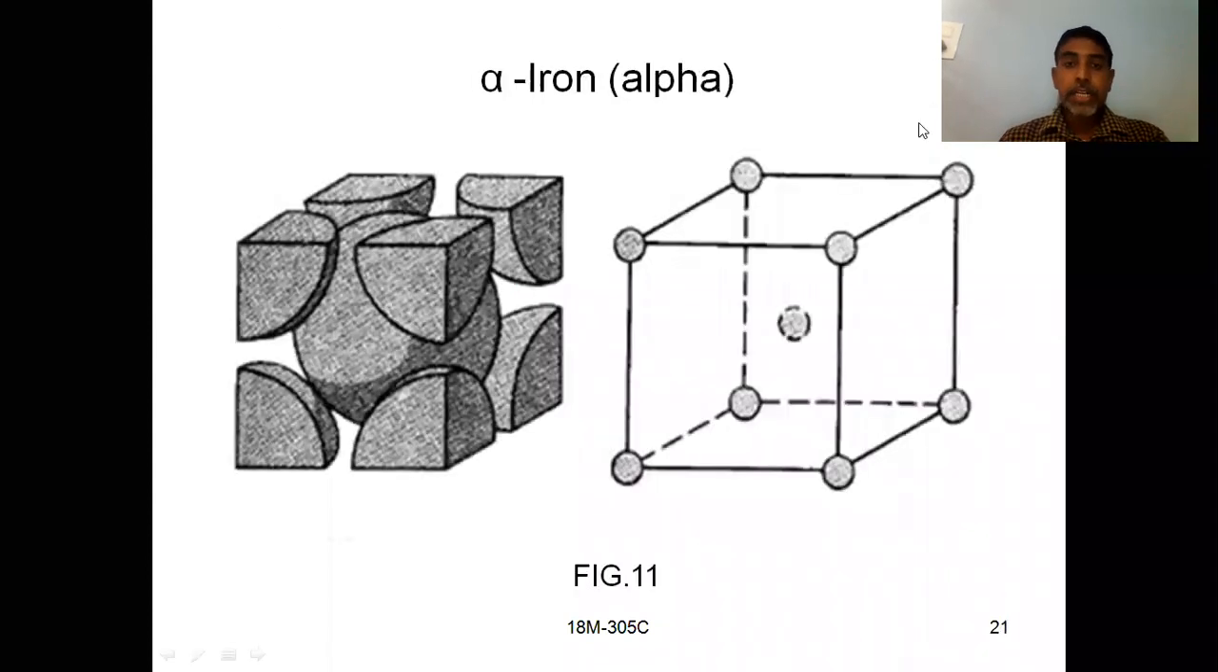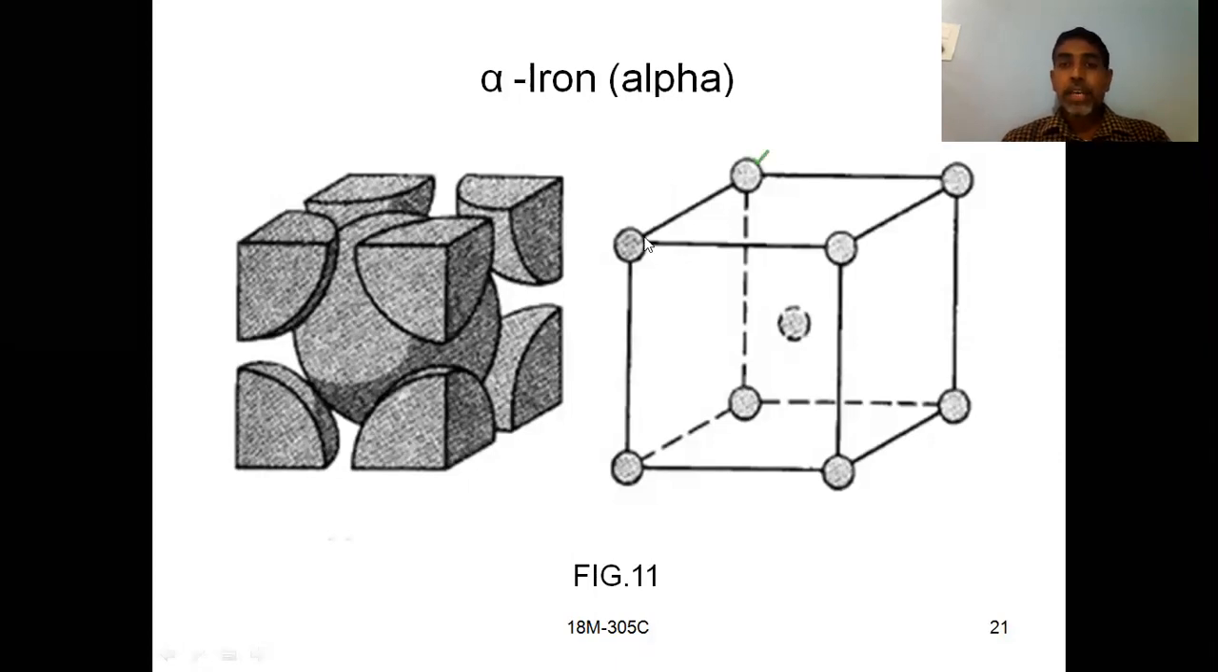And we will go in detail. See here, this is alpha iron. The shape is a BCC structure. We know that in a BCC structure, you have 8 corner atoms, and at each corner you have 1/8 portion of the atom. These things we have already discussed, right?